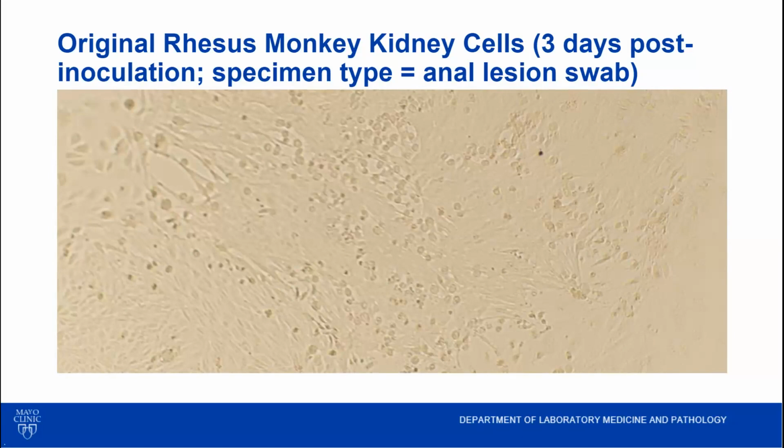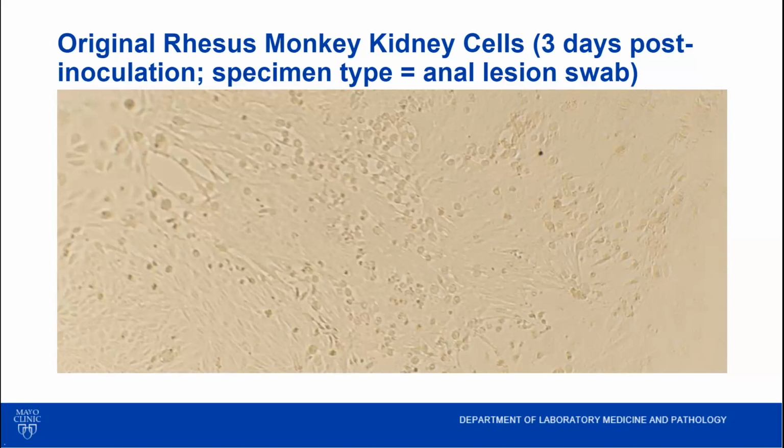And so what we're seeing here are the Rhesus monkey kidney cells 3 days after being inoculated with a fluid from an anal lesion swab. And what you can see, hopefully on this image, are areas where it looks like the cells are rounding up, other areas where you can see more spindle-shaped cells, but really focus in on those refractile, rounded up cells that, to our laboratory staff, were concerning for some type of a viral infection.